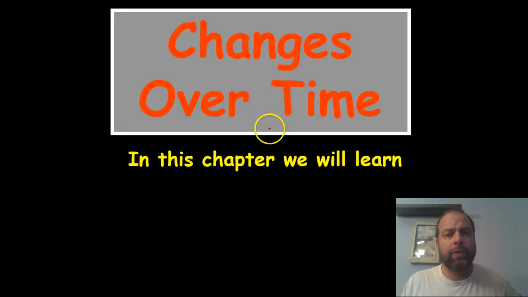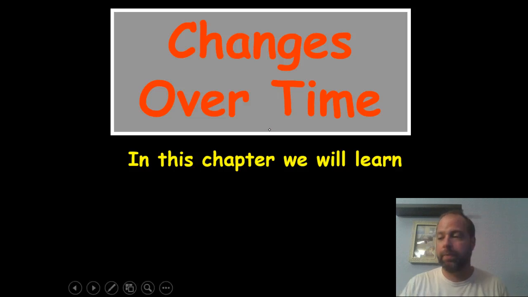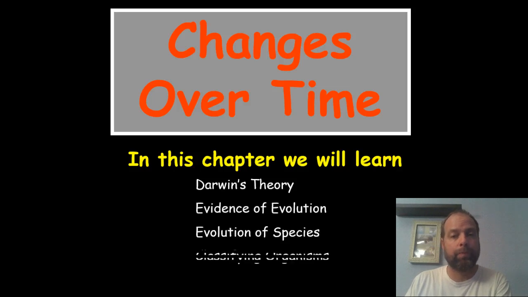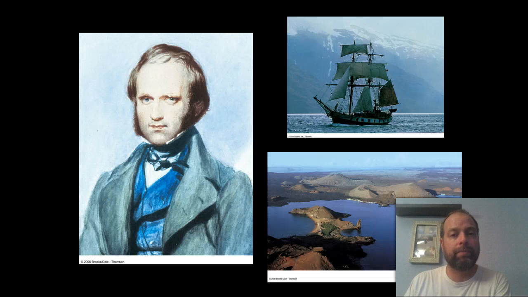Hello again, and in this screencast we are going to be talking about Chapter 7, Section 1 in the textbook, which deals with pages 224 to 231. Changes over time. Now in this chapter we're going to be talking about Charles Darwin and his theory of evolution. So, who was Charles Darwin?